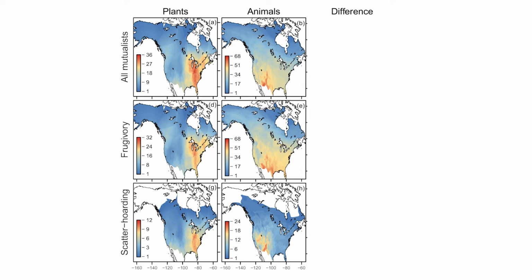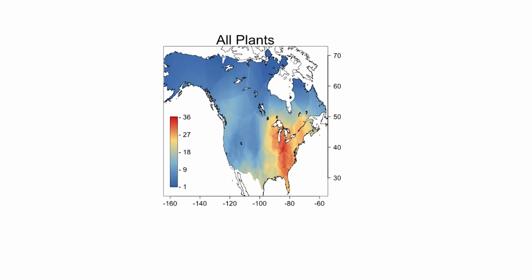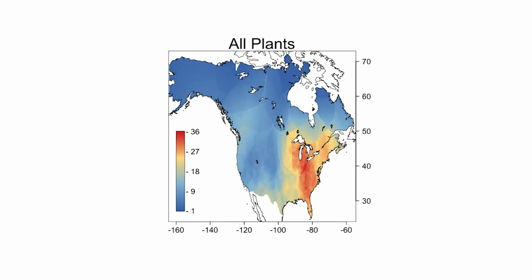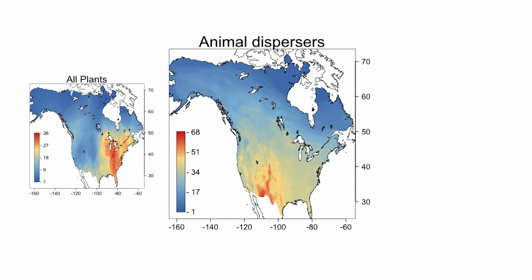Unexpectedly, across the US and Canada, there is no relationship between the distribution of animal dispersers and the plants that they disperse, whether it be by frugivory or scatter hoarding. In fact, the highest diversity of plants dispersed by animals was found to be in the eastern United States, while the highest diversity of animal dispersers was found in the southwest United States.